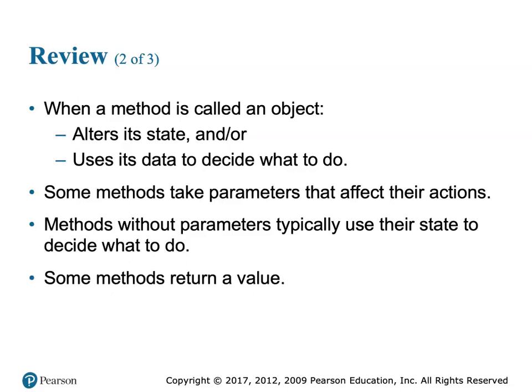When we call methods on an object, it's either going to change its internal state, like we saw changing color or position, or it's going to use the data to decide what to do. Oh, now I'm visible, now I'm invisible. So that changed its state and also changed its behavior on the canvas.